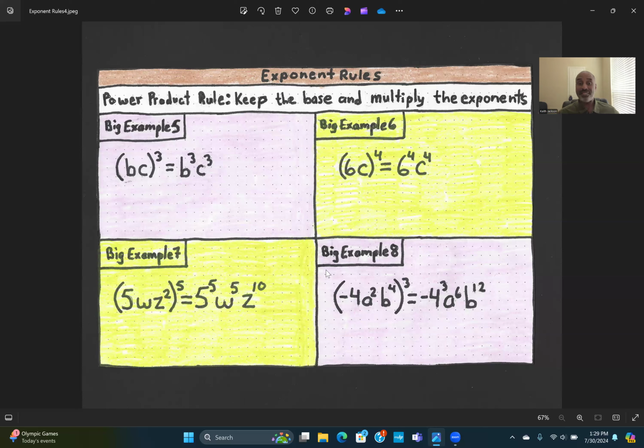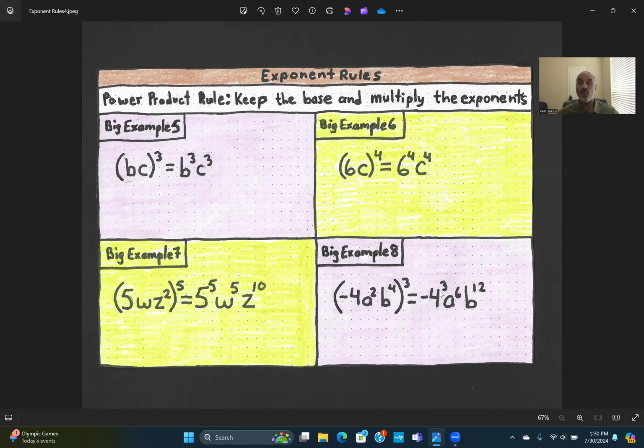And let's apply that same logic to big example 8, in which we have the quantity of -4 a squared b to the fourth power, all that inside the parentheses raised to the third power. And we're simply going to distribute that 3 inside the parentheses. And so now we have a -4 raised to the third power, as you see right there. We're going to multiply this 3 times this 2, so that will give us a to the 6th power. And then we're going to do the same thing by multiplying these exponents, which will give us b to the 12th power.